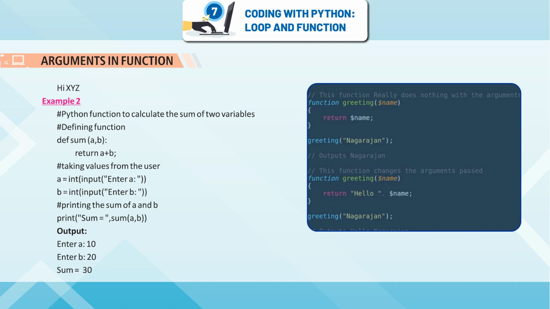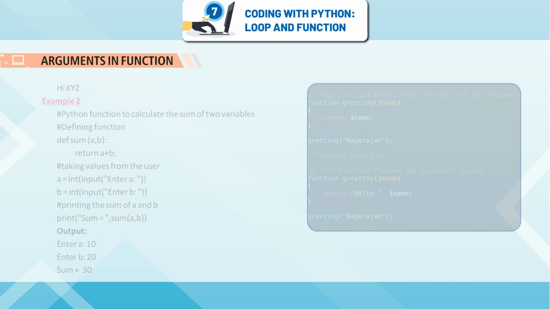# Printing the sum of a and b. print('Sum is equal to', sum(a, b)). Output: Enter a: 10, Enter b: 20, Sum is equal to 30.